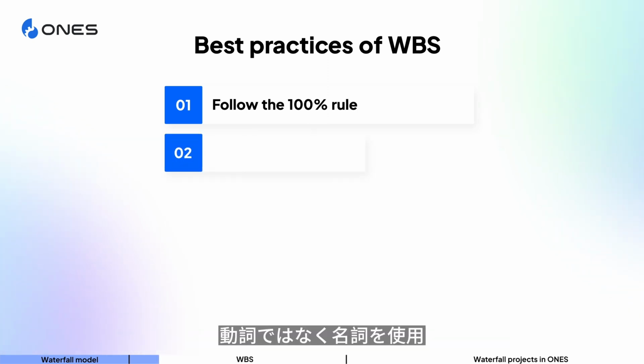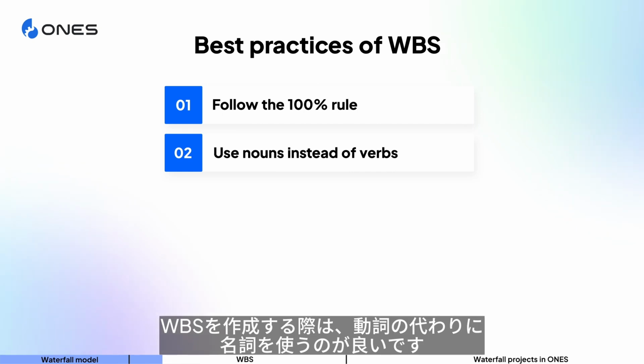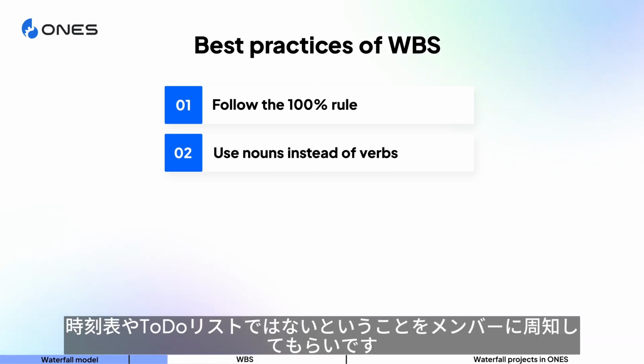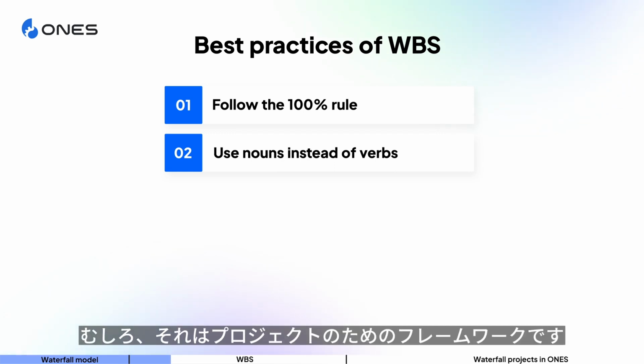Number 2, use nouns instead of verbs. When developing a WBS, it is better to use nouns instead of verbs. This is a reminder to everyone that a project schedule is not a timetable or a to-do list. Rather, it is a framework for a project.